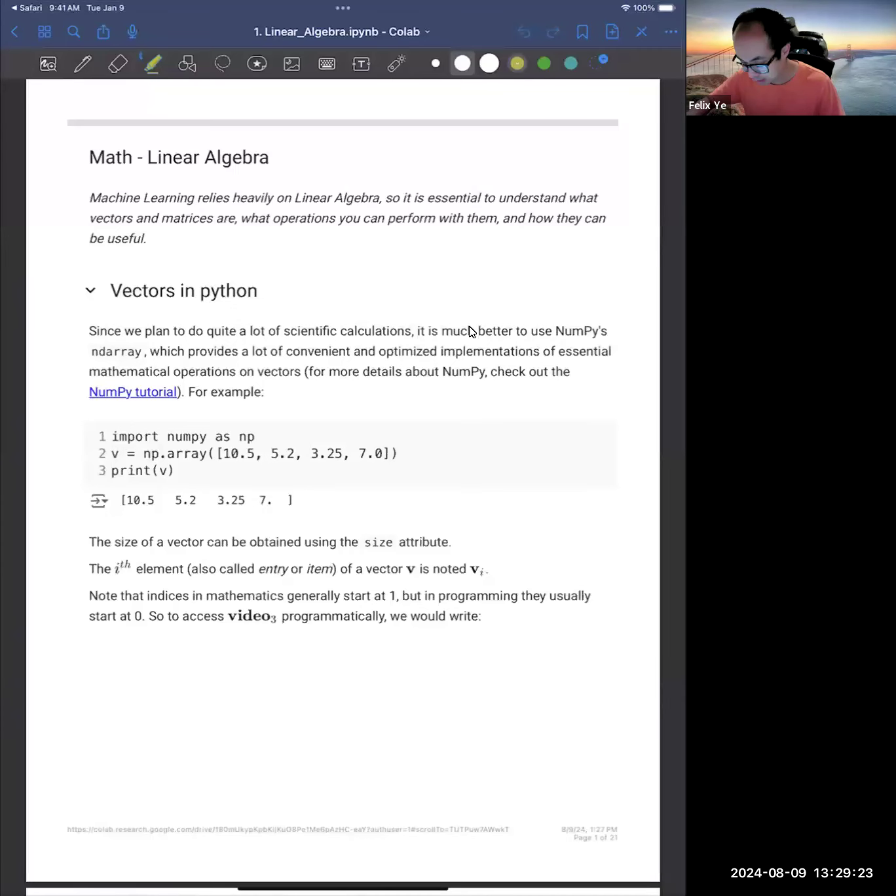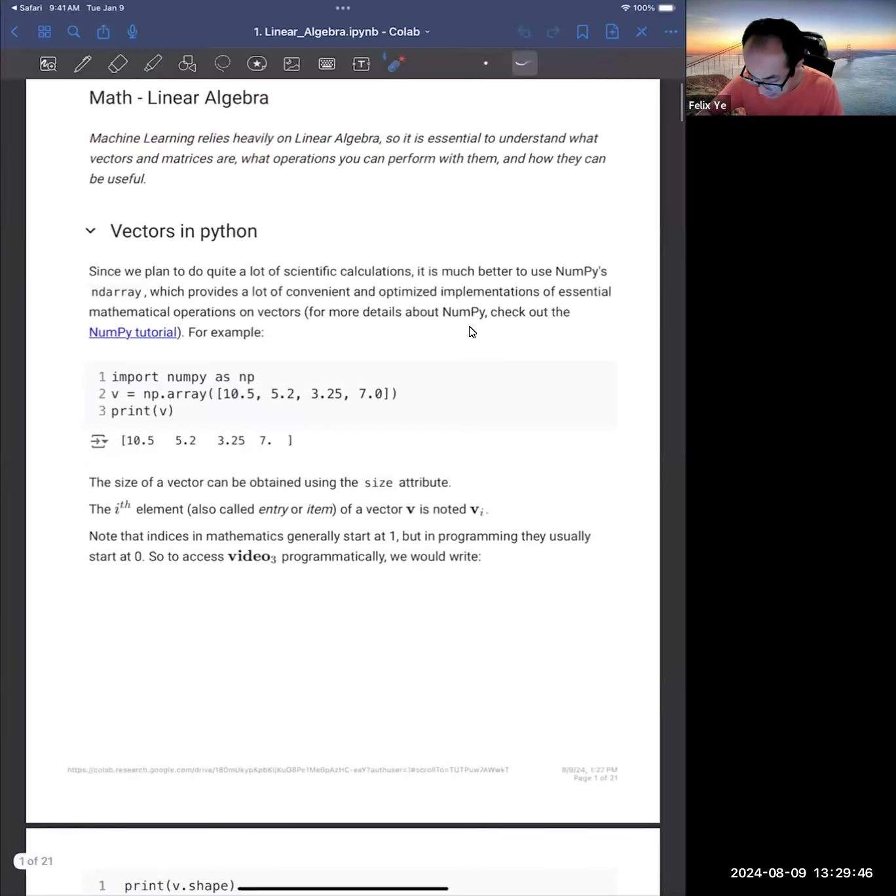Okay, so let's review some materials in machine learning. One of the most important materials in machine learning is linear algebra. As I said, it heavily relies on linear algebra. It's very essential to understand what vectors and matrices are and what kind of operations we need to perform with them.